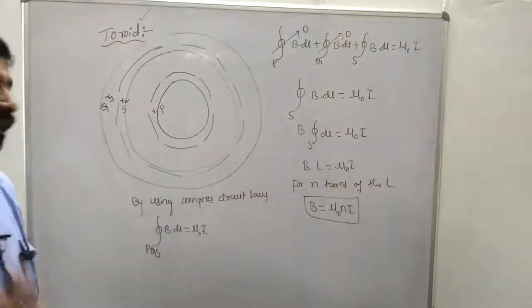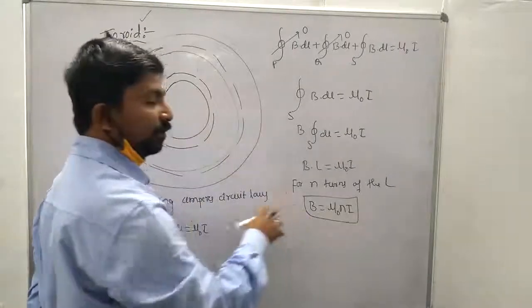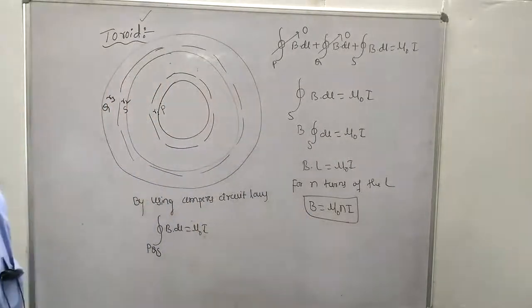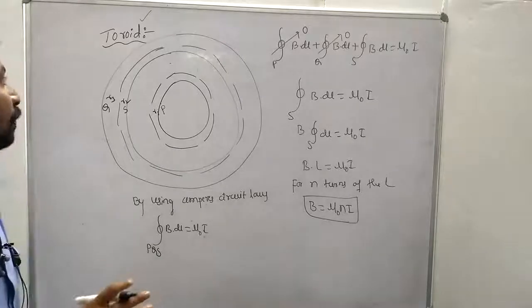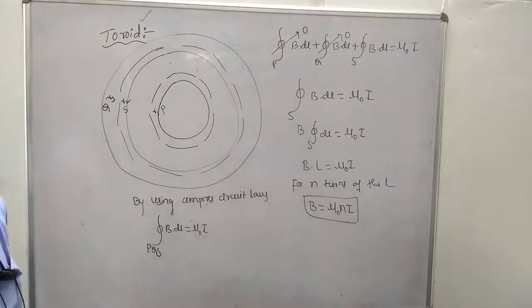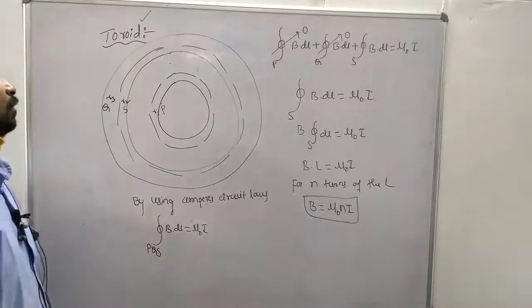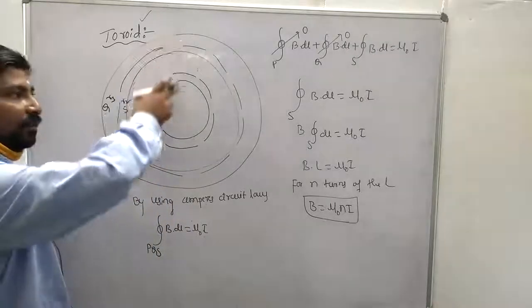Look, the last equation of the solenoid and the last equation of the toroid are similar. B is equal to mu naught n I, B is equal to mu naught n I. Once again, what is meant by toroid? The solenoid bent in the form of a circle is called what? Toroid.